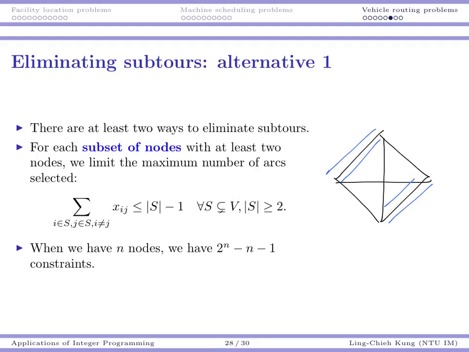For example here, if we are talking about these two nodes, these two nodes form one subset, then the number of arcs that you may select in this subset can be at most 1. So this would be infeasible. This would violate this constraint. So that means your formulation can eliminate a subtour like this.